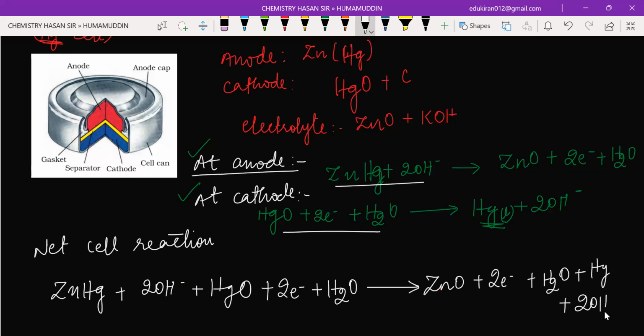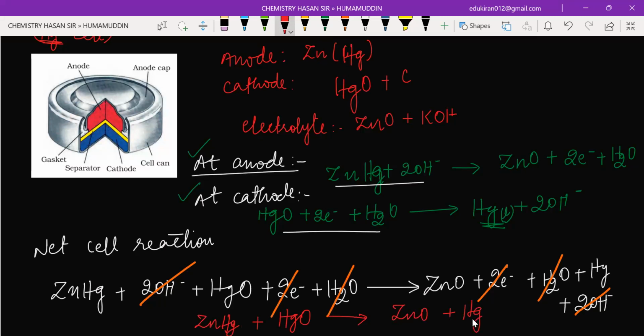Now this is not the net cell reaction. First you need to eliminate something from this. 2OH minus and 2OH minus will be cancelled, yes or no? Yes. 2 electrons, 2 electrons will be cancelled. H2O and H2O will be cancelled. So what will be the net cell reaction? You can see ZnHg plus HgO will combine to give you ZnO plus Hg. This is your net cell reaction.